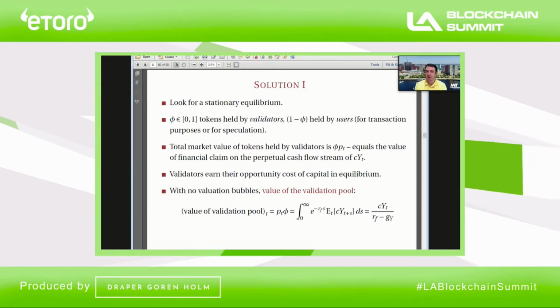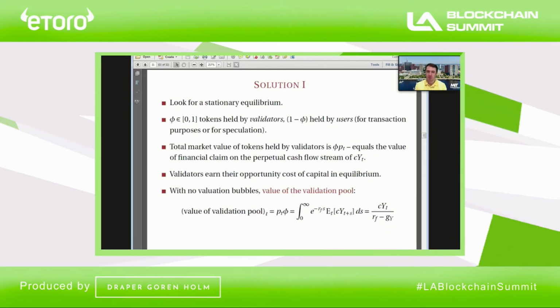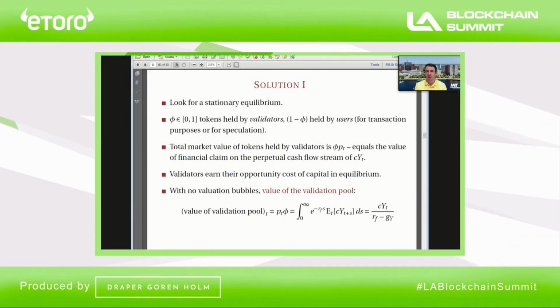And of course, this value has to be equal to the market value of a claim on the stream of cash flows equal to the transaction fees. That's what the validation pool collects. Collectively, all the validators collect all of the fees.